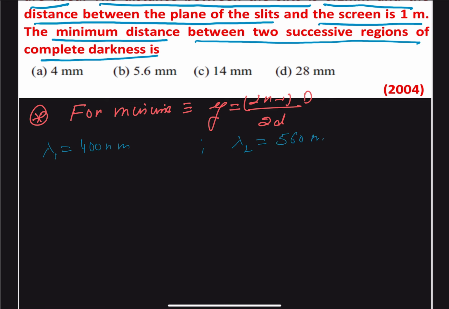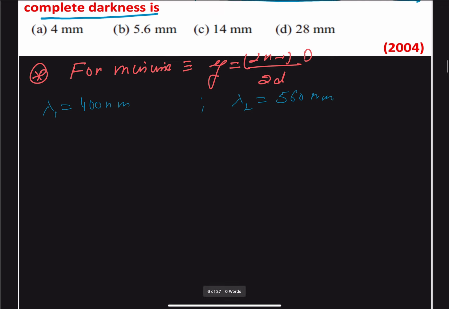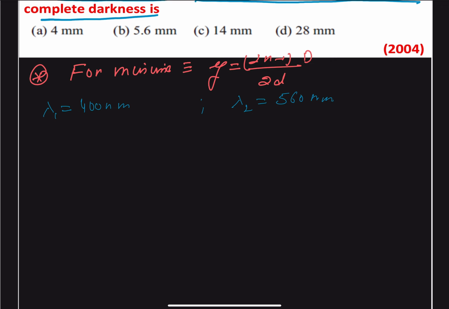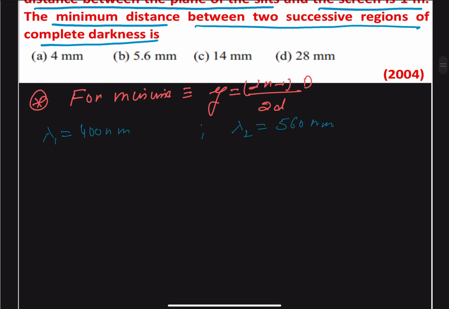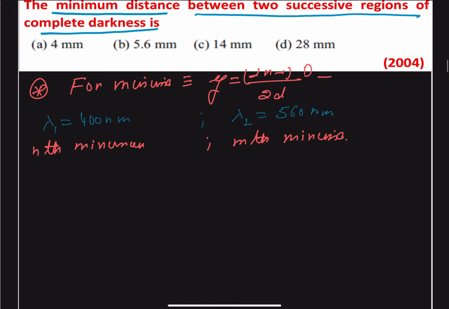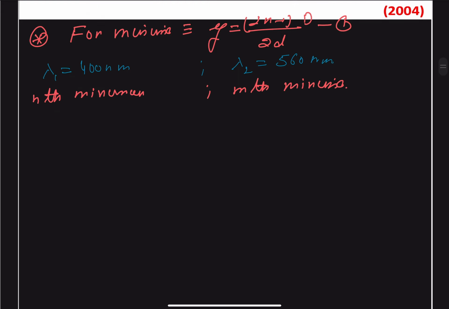which is 400 nanometer, and the second wavelength, lambda 2, is 560 nanometer. We assume that the first wavelength coincides with the nth minima, and the second wavelength coincides with the mth minima. So we can modify the given equation. Let us call this equation 1.